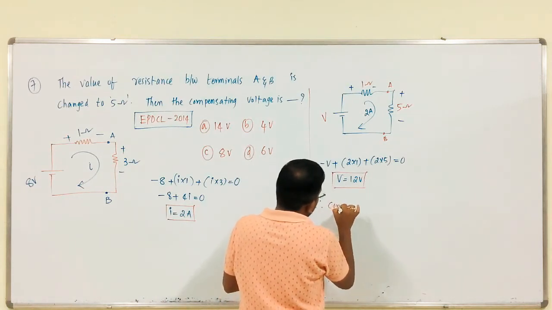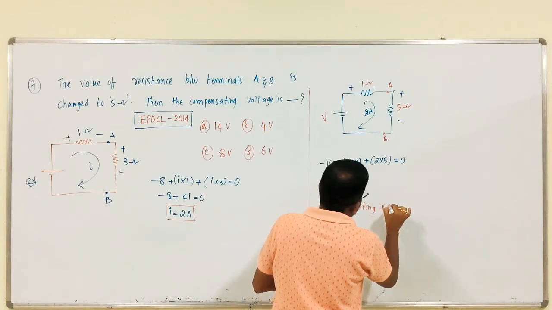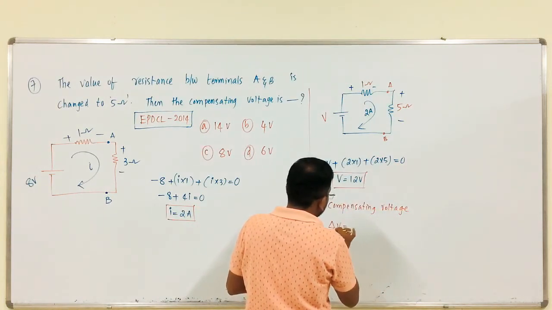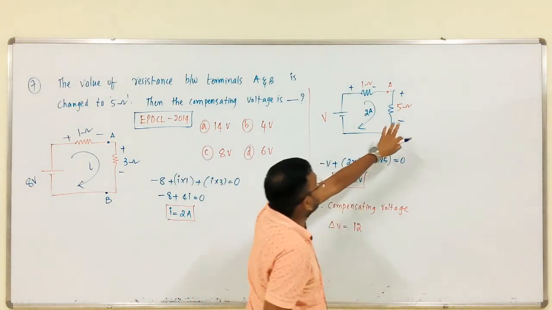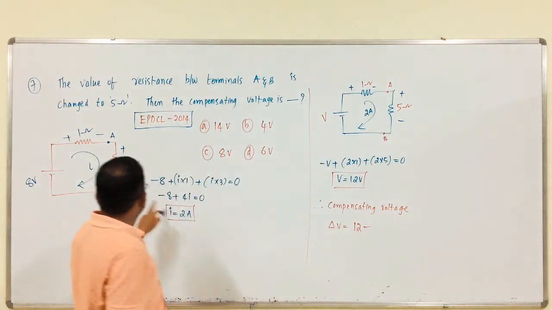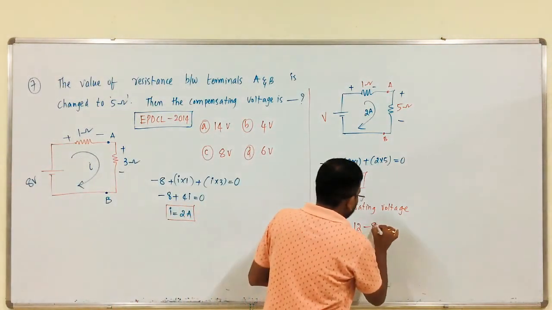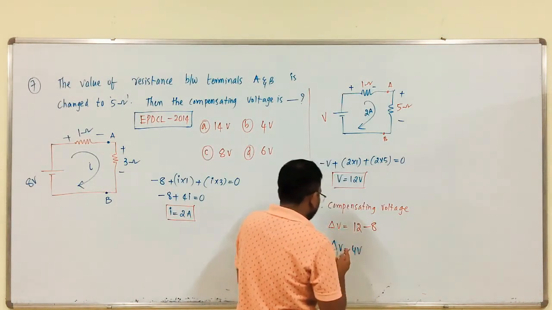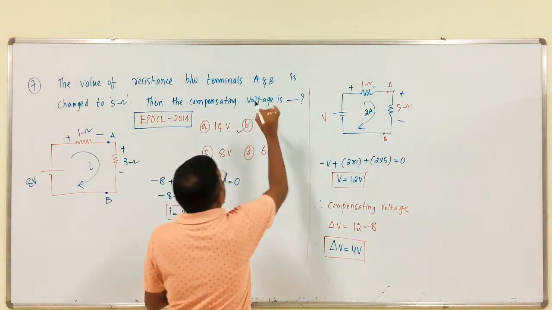Therefore, the compensating voltage, that is delta V, which is equals to, here we got 12 volts with respect to the 5 ohm branch minus 8 with respect to the 3 ohm branch, 8. Therefore, compensating voltage equals nothing but 4 volts. Then the option is B.